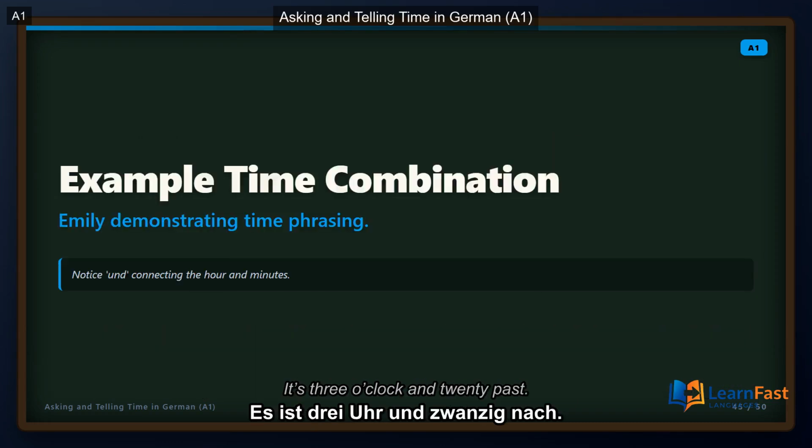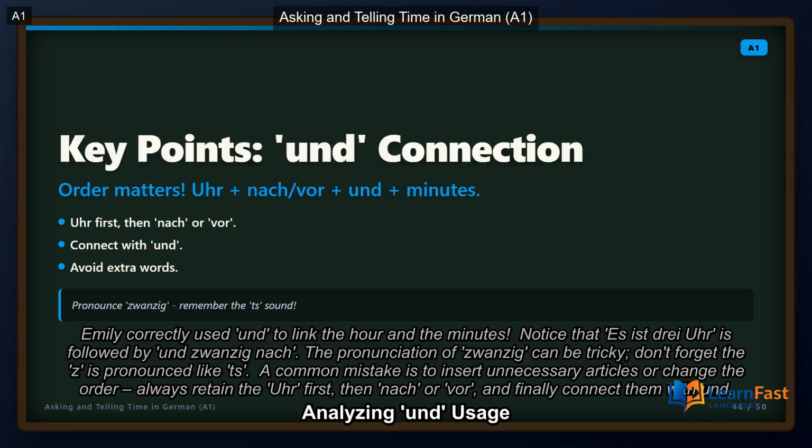Es ist 3:20 nach. Emily correctly used und to link the hour and the minutes. Notice that Es ist 3:20 is followed by nach. The pronunciation of zwanzig can be tricky. Don't forget the Z is pronounced like TS.